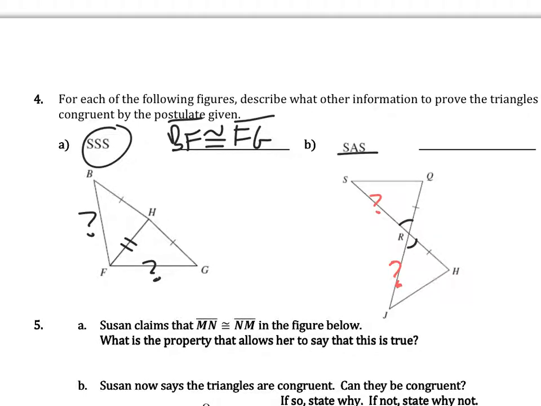Now we don't know that these are congruent. We would like to know them. And we would like to know that SR was congruent to RJ. The moment that we do know that, we have side, angle, side. That's the idea of this problem. All right?